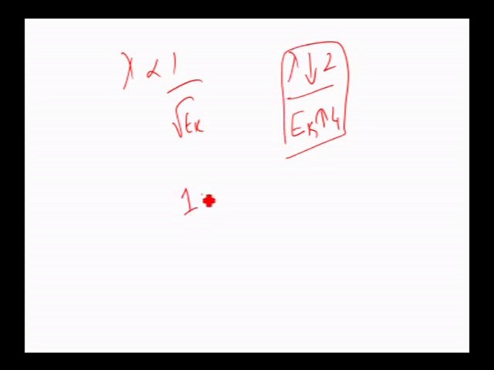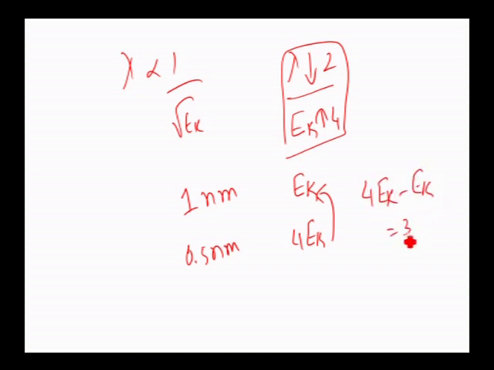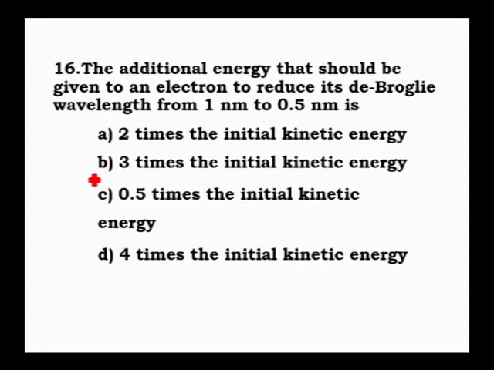Assume that when wavelength is 1 nanometer, kinetic energy is equal to EK. Wavelength next is 0.5 nanometer. That means at 0.5 nanometer, kinetic energy will be 4 times of EK. What is additional kinetic energy given? That is 4 EK minus EK. That will be 3 times of EK. Don't get confused. It will be 3 times of kinetic energy, not 4 times, because kinetic energy value is 4 times. Additional energy will be 3 times of EK. Therefore, answer is option B. It is 3 times of initial kinetic energy. Question number 16, second option.